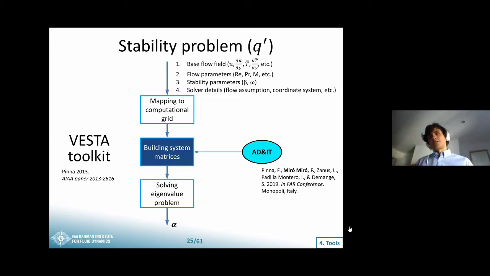Again, I won't enter into much detail about this automatic derivation and implementation tool, but chapter 8 of the thesis is entirely dedicated to it. So there's a lot of information there.